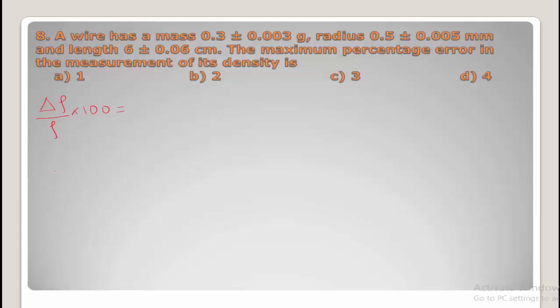For this we must know the relationship between mass, radius and length of the wire. So these are the values given. We have to convert the density in terms of mass, radius and length. So what is the formula for rho? We know that rho is equals to mass divided by volume. So mass is as it is. So the volume of the wire.